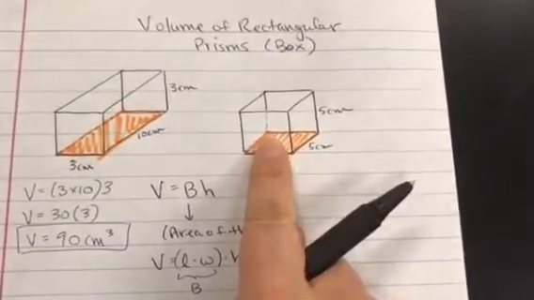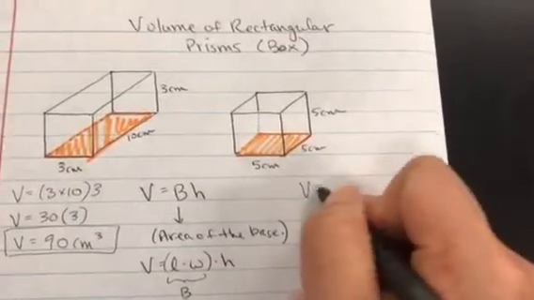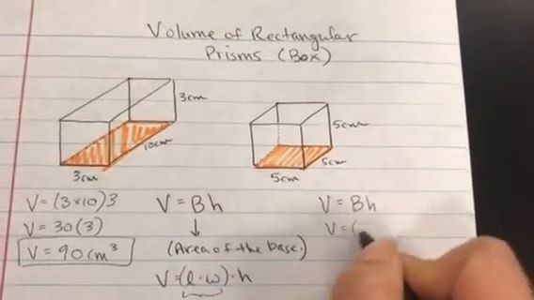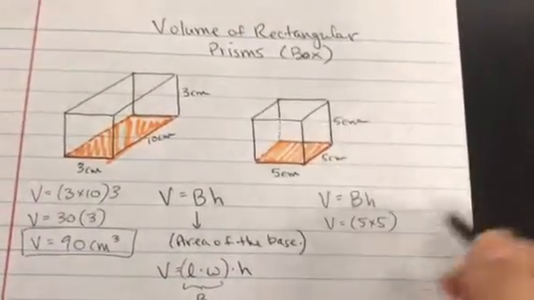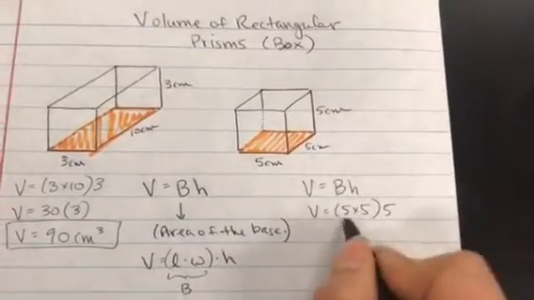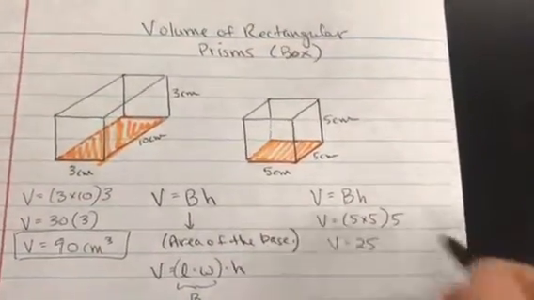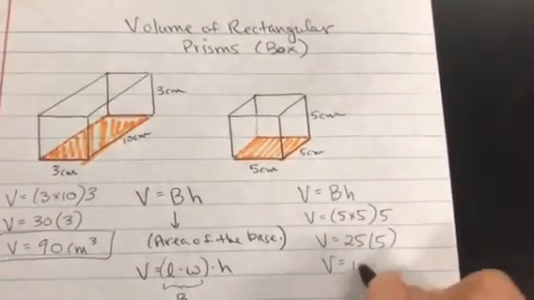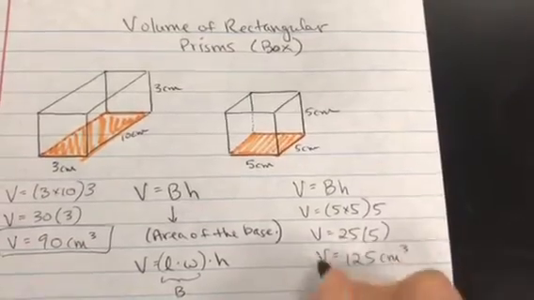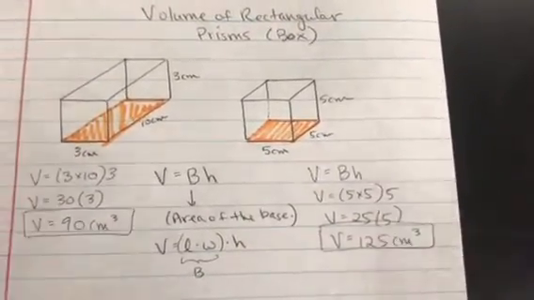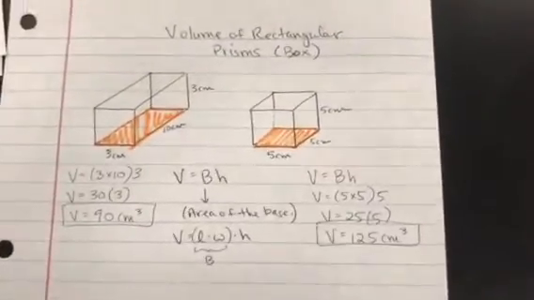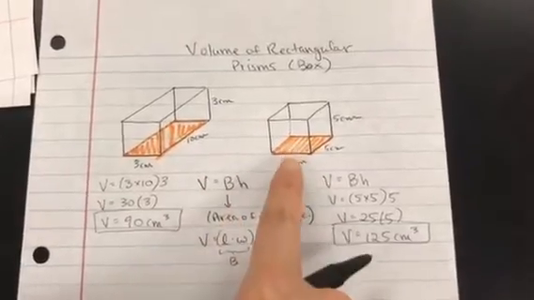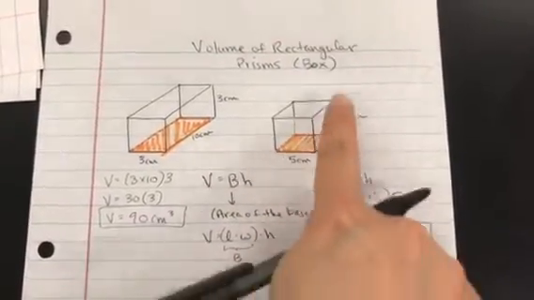All right, same thing with this one. Volume equals the area of the base times the height. The area of the base is 5 times 5, and the height is 5 also, so times 5, all right? So 5 times 5 is 25, so that's the area of the base, and then times the height. 25 times 5 is 125 centimeters cubed. So that's how easy finding the volume of rectangular prisms is. It's basically the area of the bottom, which you can do by multiplying length times width, the area of the base, and then multiplying it by the height.